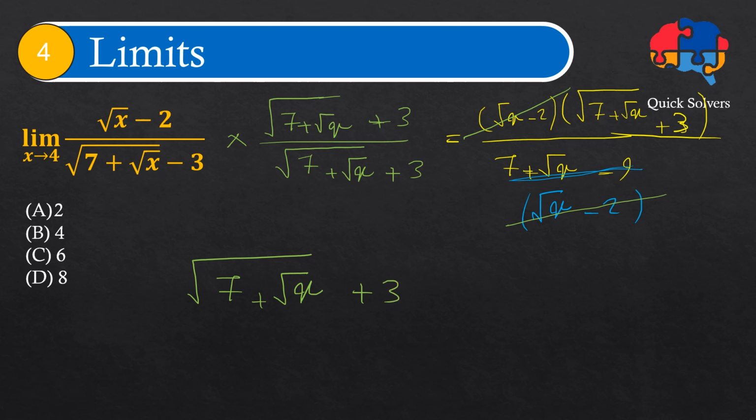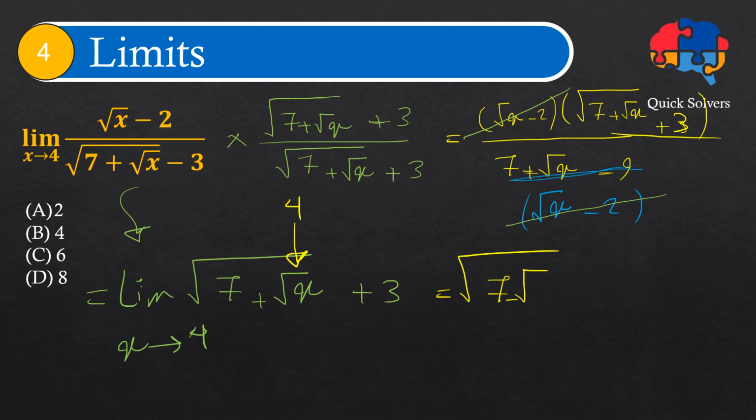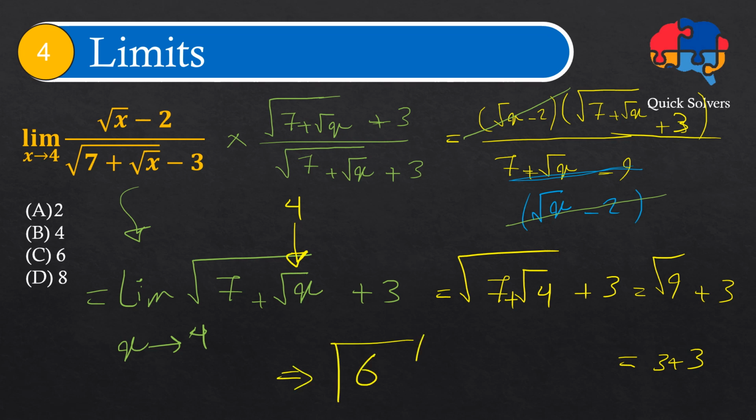Well, I should have written it as the limit of this expression when x approaches 4. So that equals this. And now I can replace x by 4. Then I will get square root of 7 plus square root of 4 plus 3, which is square root of 9, because square root of 4 is 2. Then this equals 3 plus 3, and that means the whole limit is 6. And this is the final answer.